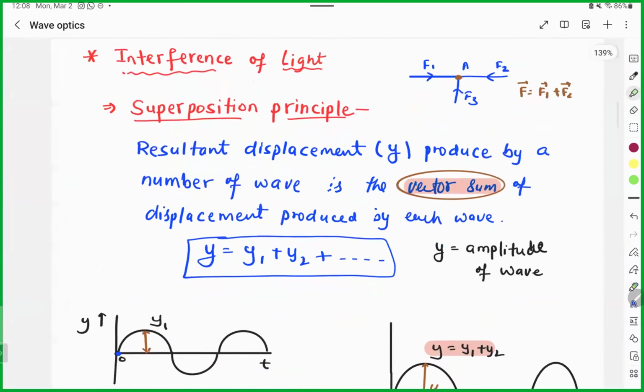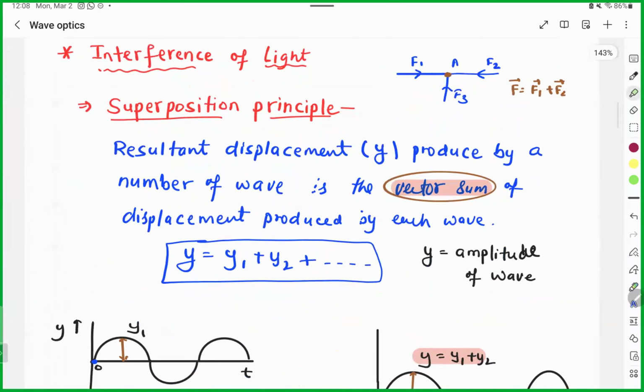Let me ask you, Sarah, what do you mean by interference of light or superposition principle? So where two waves come together. So interference, this is correct. When you have two or more waves, they interact with each other, and what will be the result is explained by the superposition principle.